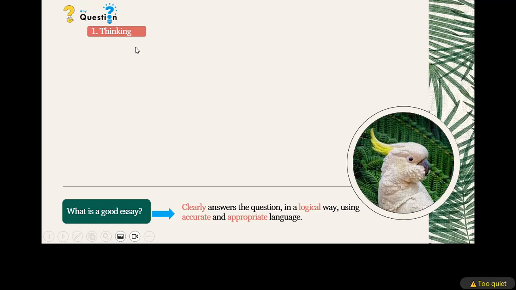So before I do anything, I need to read the question. I need to understand the question, and then I can proceed with writing. But don't ever try writing without thinking.